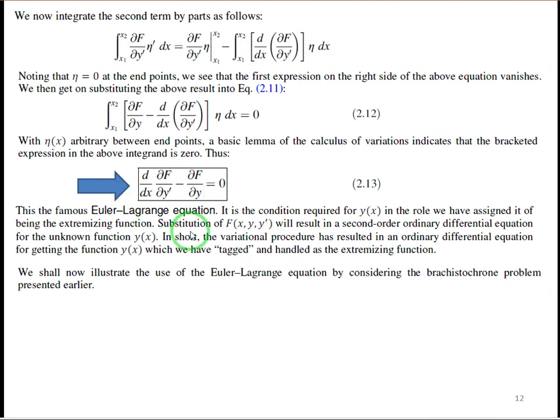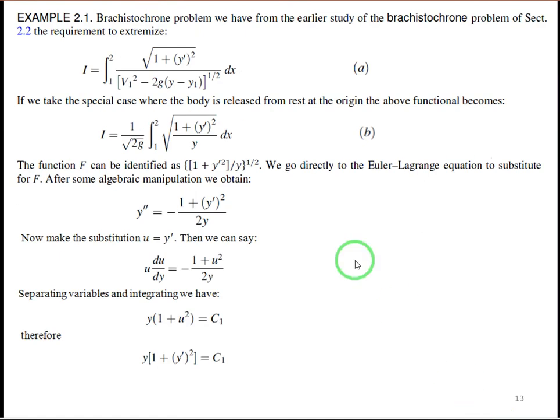In this session, I'm going to solve an example to make you more familiar with this approach to find an extremum function for a functional problem. Let's speak about our first example in this course. We talked about a brachistochrone problem in our first session.